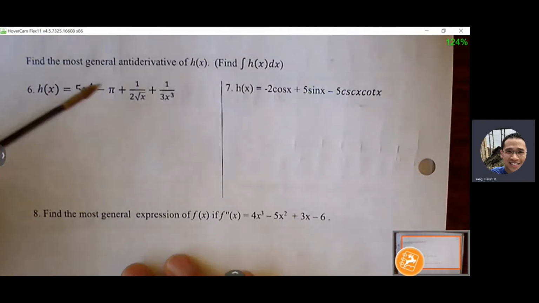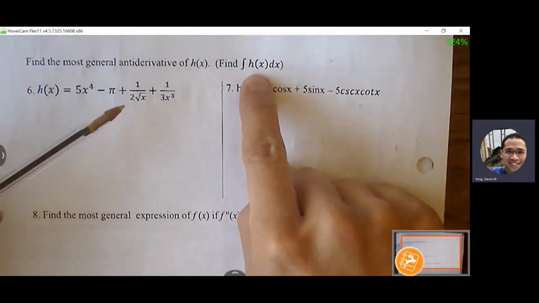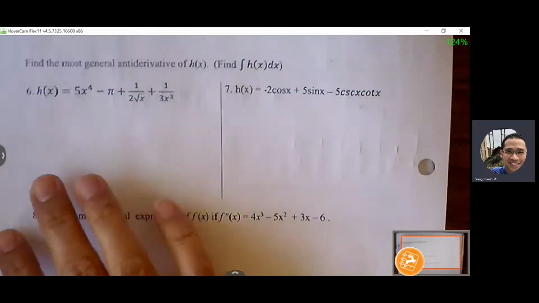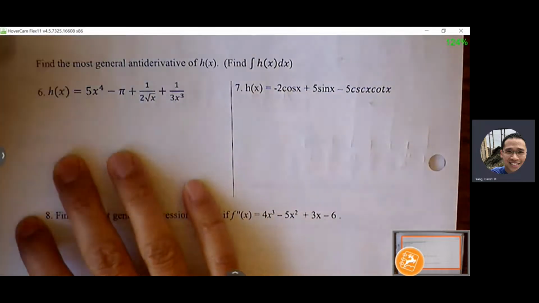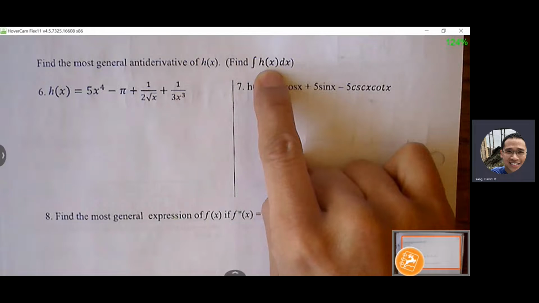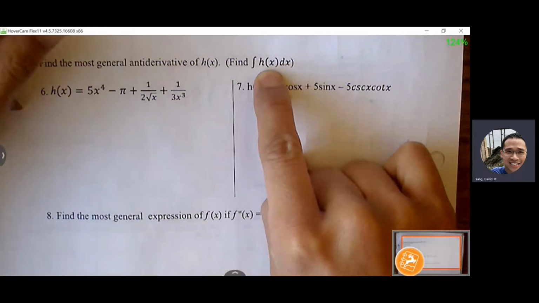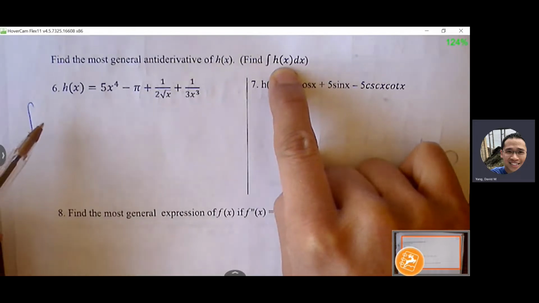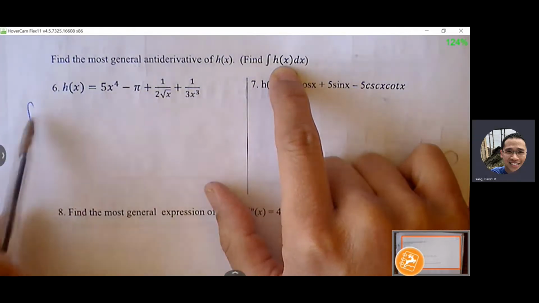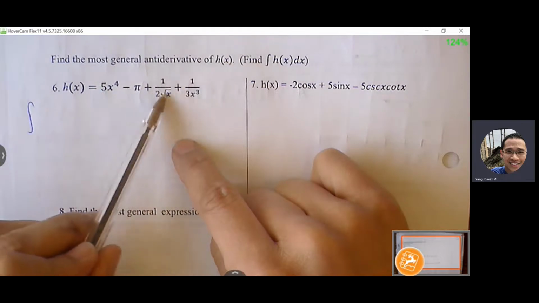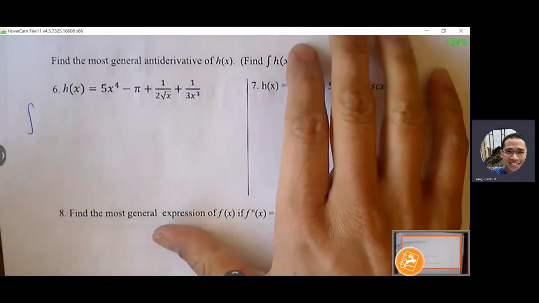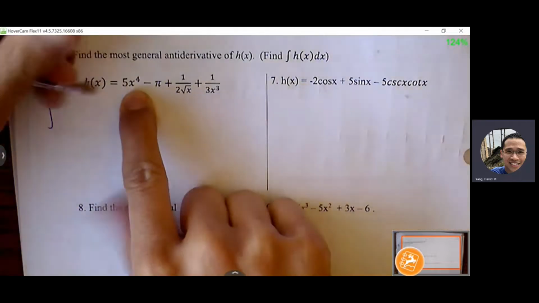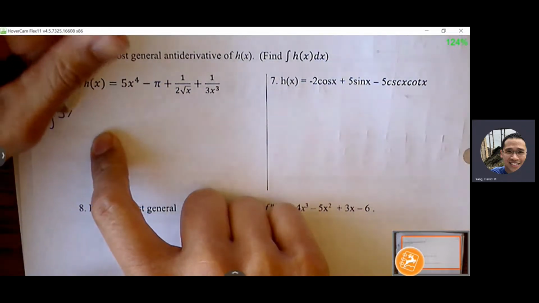Number 6 says find the most general antiderivative. We're just going to take the antiderivative of this expression, go through power rule, and then find our answer. So it says find the integral of h of x dx. I'm just going to set this up. I'm not going to do power rule just yet. However, as I write these terms down, I'm just going to try to clean them up as I see them. So 5x to the 4th is set up and ready. There's no adjustment needed because it's set up and ready for power rule.